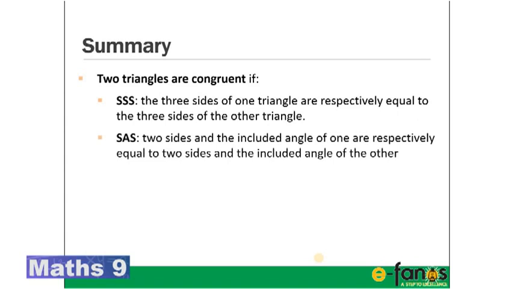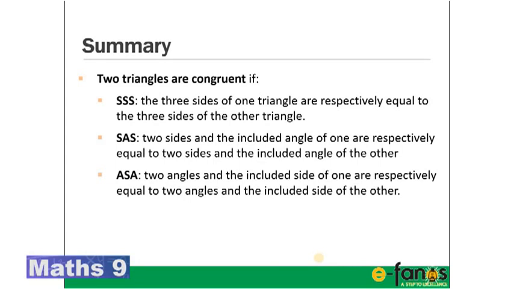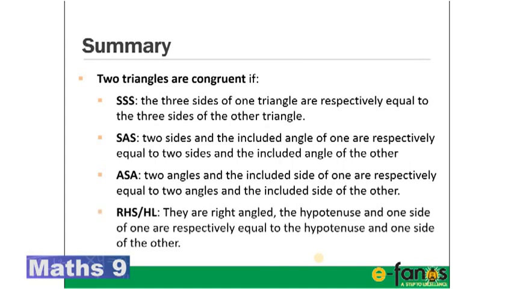SAS: two sides and the included angle of one are respectively equal to two sides and the included angle of the other. ASA: two angles and the included side of one are respectively equal to two angles and the included side of the other. RHS or HL: they are right-angled and the hypotenuse and one side of one are respectively equal to the hypotenuse and one side of the other.